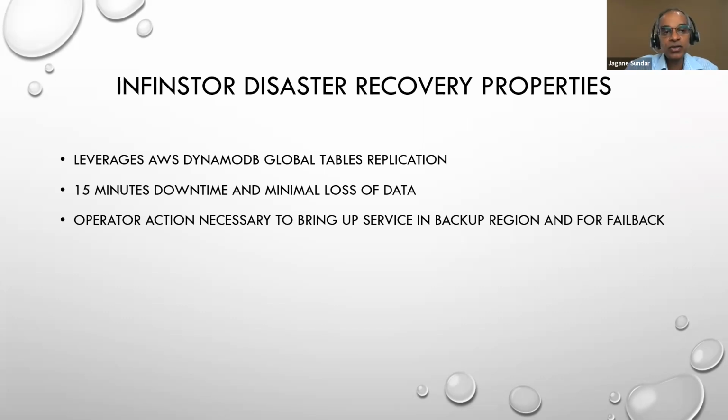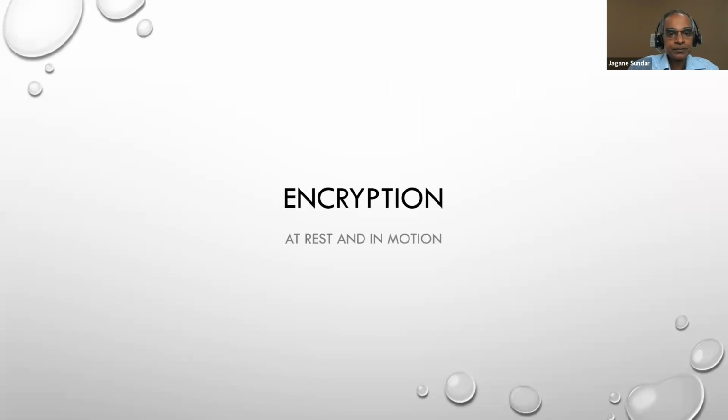About 15 minutes of downtime is expected. Minimal loss of data. It's not that 15 minutes worth of data is lost. It's just the last parts of the transaction log that were not transferred over. That's the only piece that is lost.